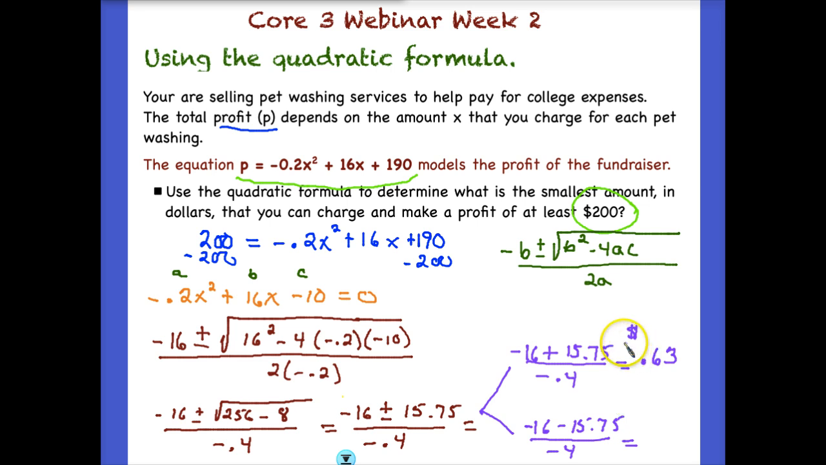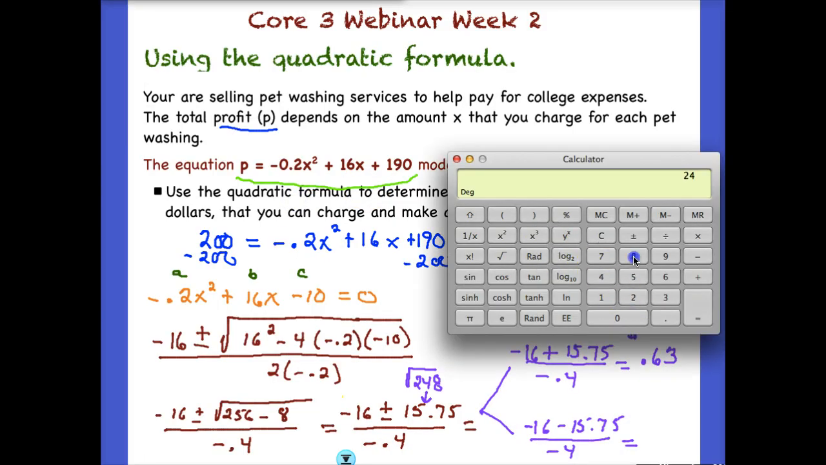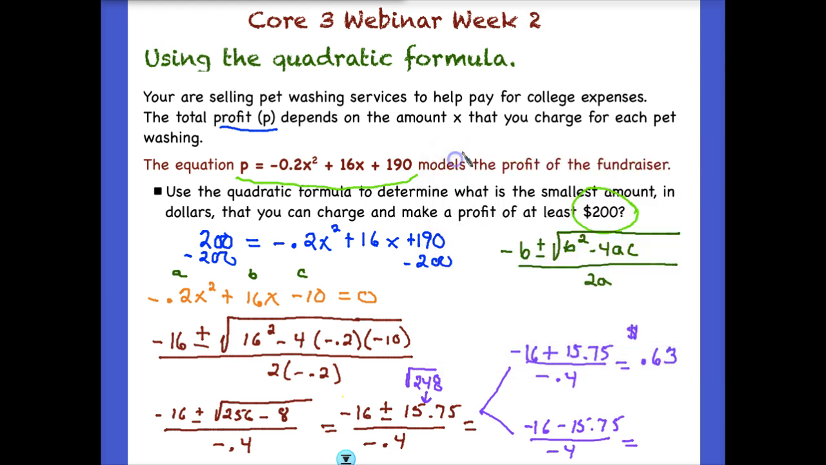And then if you take negative 16 minus 15.75, you get negative 31.75. Oh, sorry, Unique. The 15.75 was, sorry, I know I'm going kind of fast. But where I got that is I took 256 minus 8, and that gets me the square root of 248 in here. When I took the square root, I got 15.75. So I went in my calculator. Where's my calculator? And I did 248, and I took this little square root right here, and I got 15.75. And it's okay, Unique, because I was going kind of fast through there.